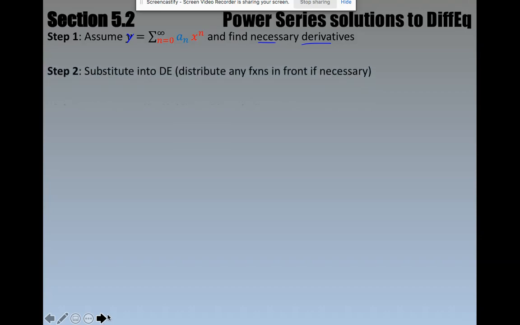Then you're going to substitute into the differential equation. Sometimes you're going to have functions in front of your summations. Not for our first examples. I will show you that in example 3. But if you do have a function in front of a summation, you need to get it inside. You need to distribute it inside. We will do that in example 3.